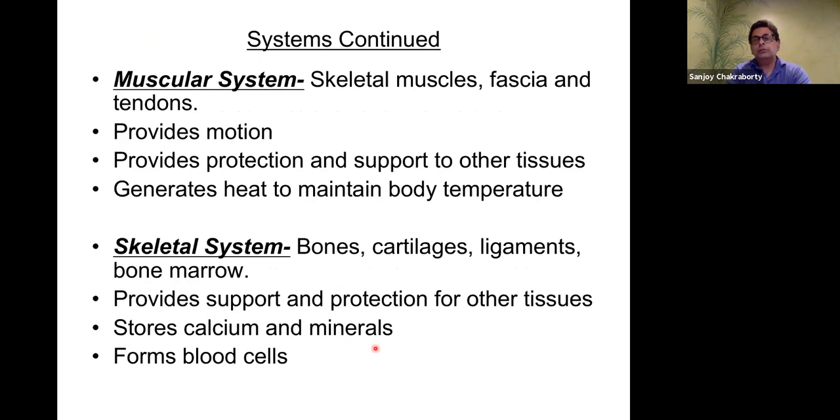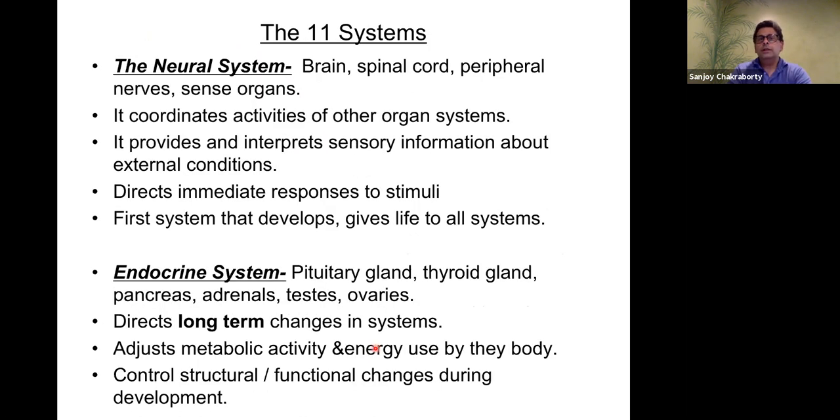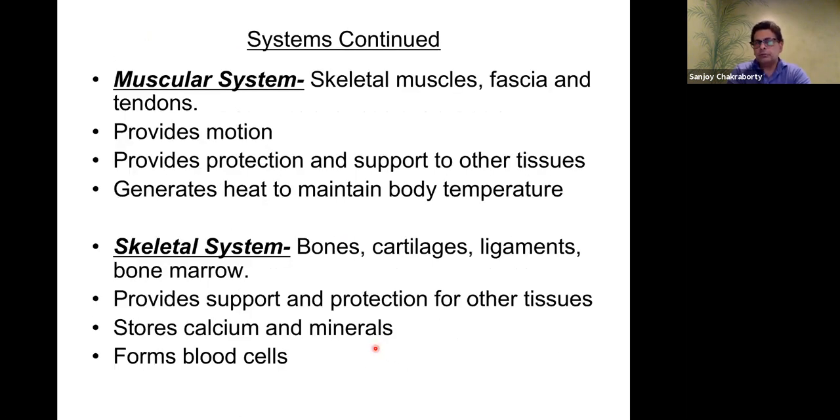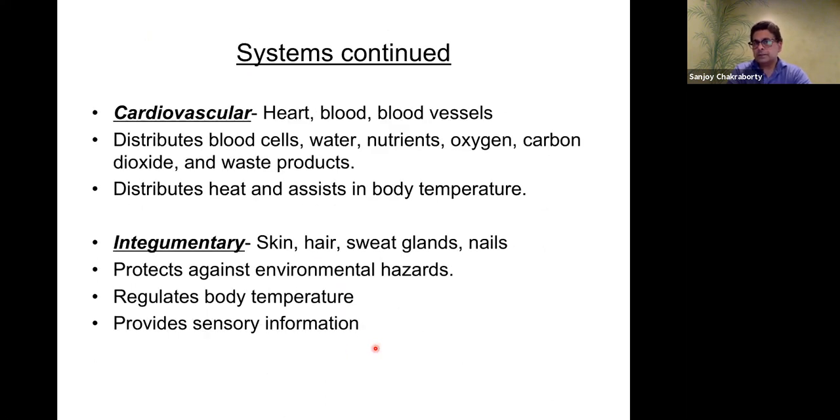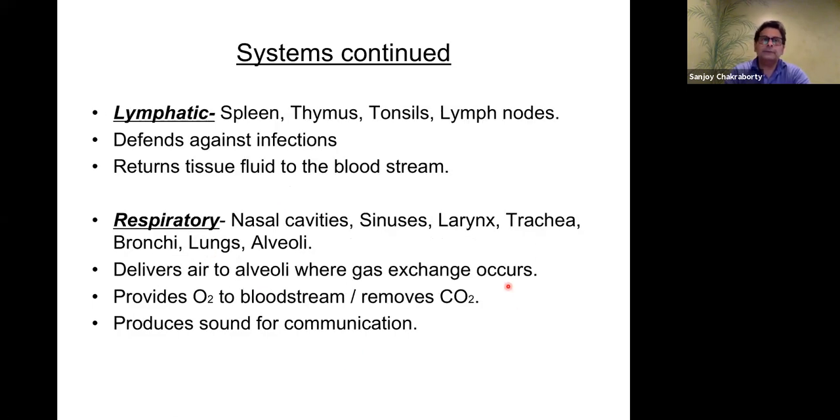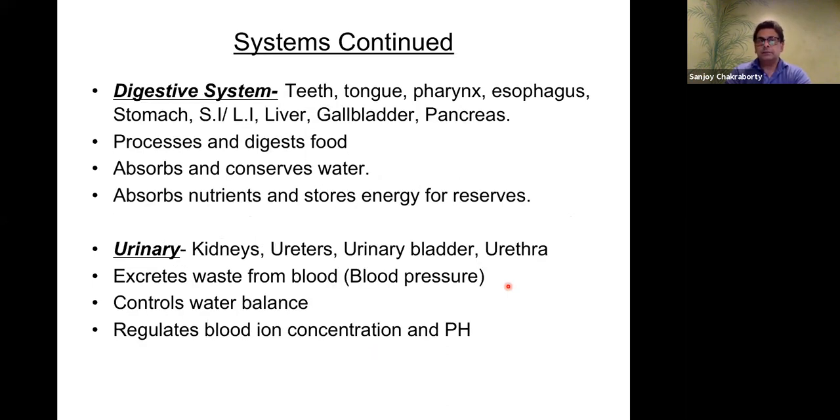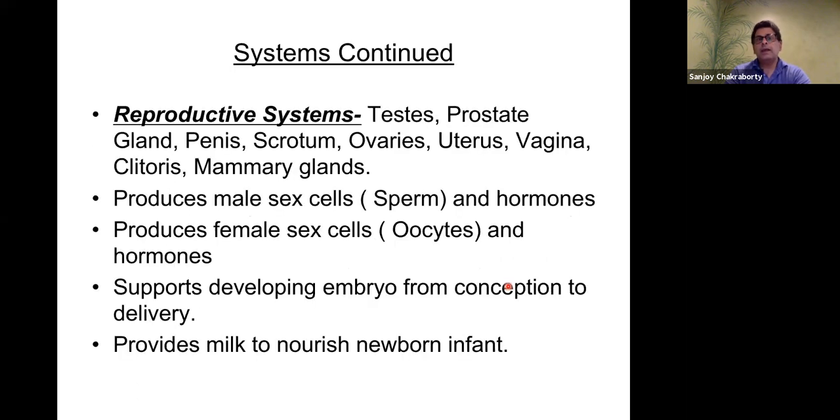So those we are going to learn later on. Right now we are going to know the 11 organ systems: neural or nervous system, endocrine system, muscular system, skeletal system, cardiovascular or circulatory system, integumentary system, but you don't need to know what makes the integumentary system right now. Lymphatic or immune system, respiratory system, digestive system, urinary system, and finally reproductive system. Again, detail not required, just the 11 organ system names. That's good enough for now.